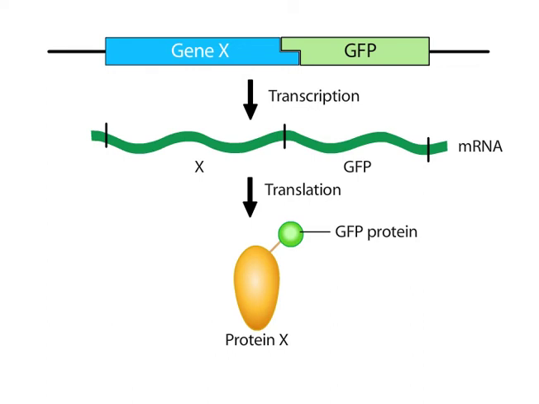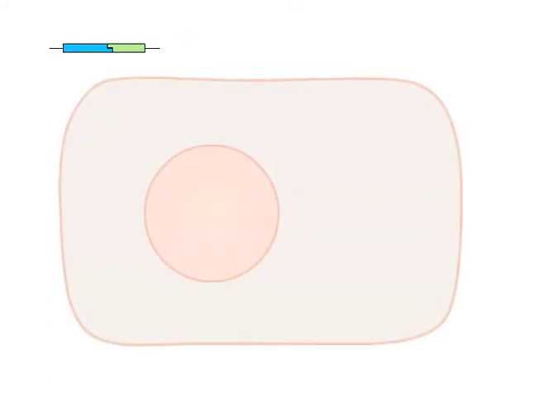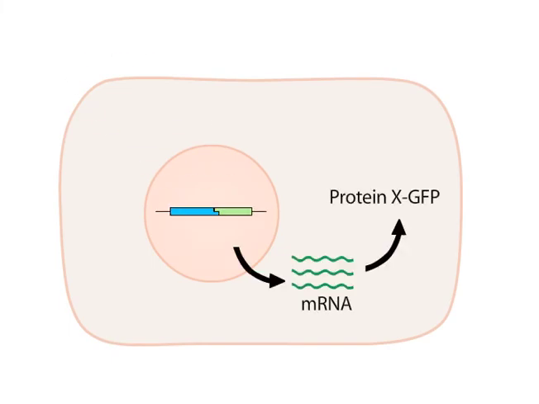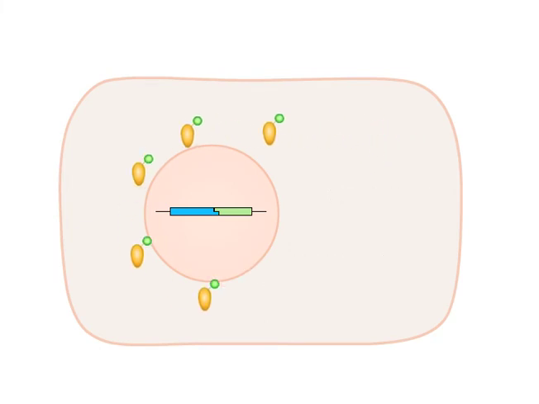The gene X GFP reporter construct is introduced into cells, and the chimeric gene is transcribed and translated into the fusion protein. GFP protein fusion constructs can help localize a protein of interest. The protein X sequences determine where the chimeric protein is localized, in this case the nuclear envelope.